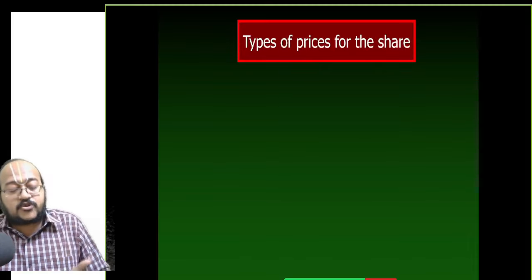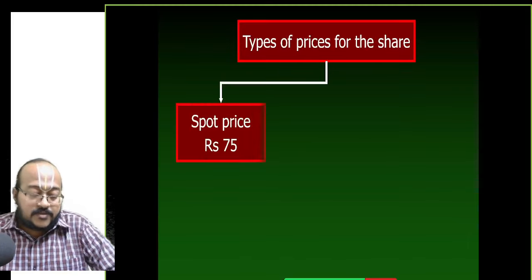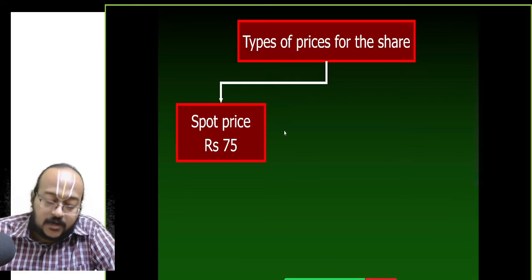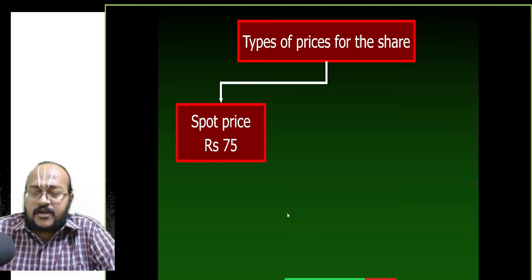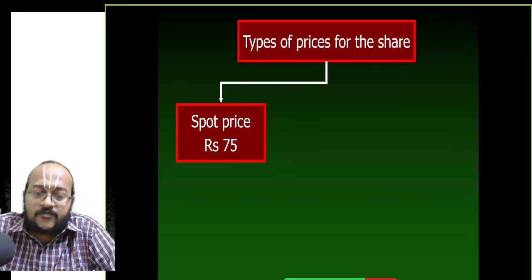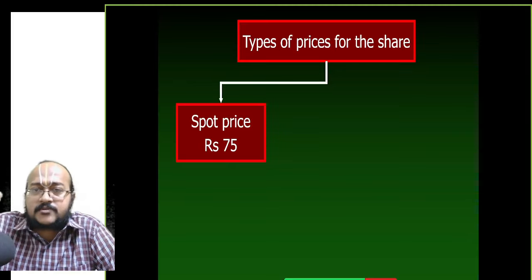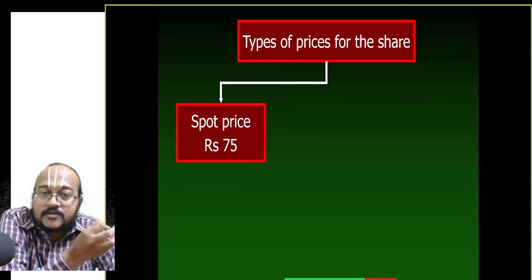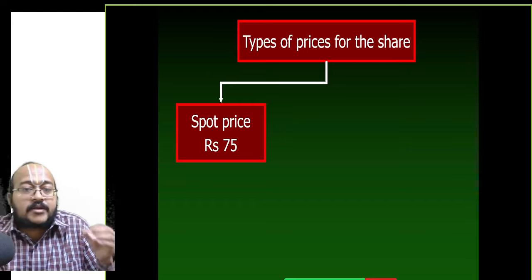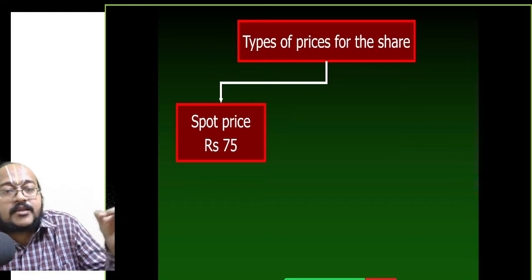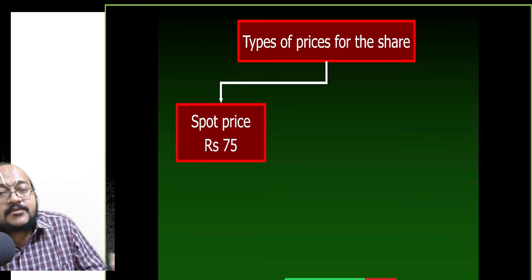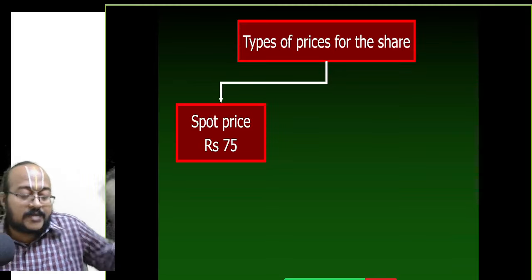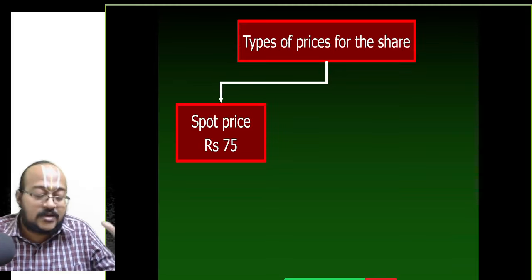See here, types of prices for the share. There are three prices available for the share. One is the spot price. Assume spot price is 75. I told you, Reliance spot price, assume 2000. Like that, for X Limited company, currently in the equity segment, you are seeing the spot price. What is spot price? The price quoted in the market today, the current market price. You see the price of X Limited is 75.